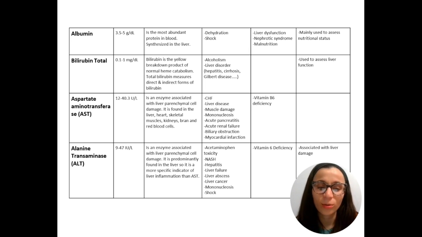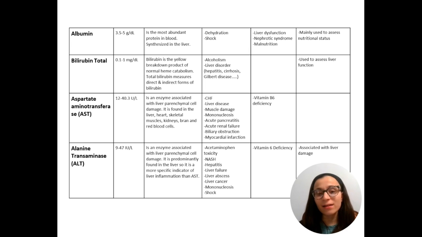ALT, on the other hand, whose normal range is 9 to 47, is an enzyme associated with liver cell damage also, but it's predominantly found in the liver, so it's a more specific indicator of liver inflammation than AST. So like I said before, they're both enzymes associated with liver cell death, but one is located primarily in the liver and one is located in the liver, but also in the heart, kidneys, etc. So that's why ALT is more specific to liver disease.